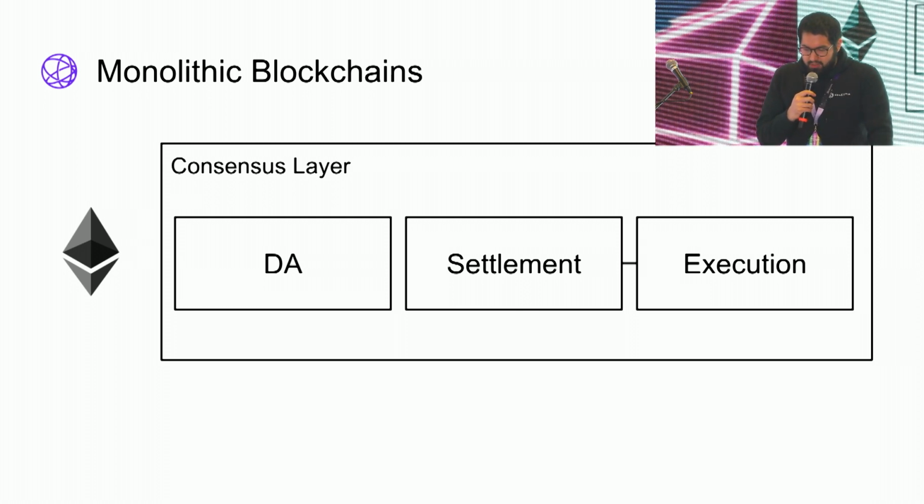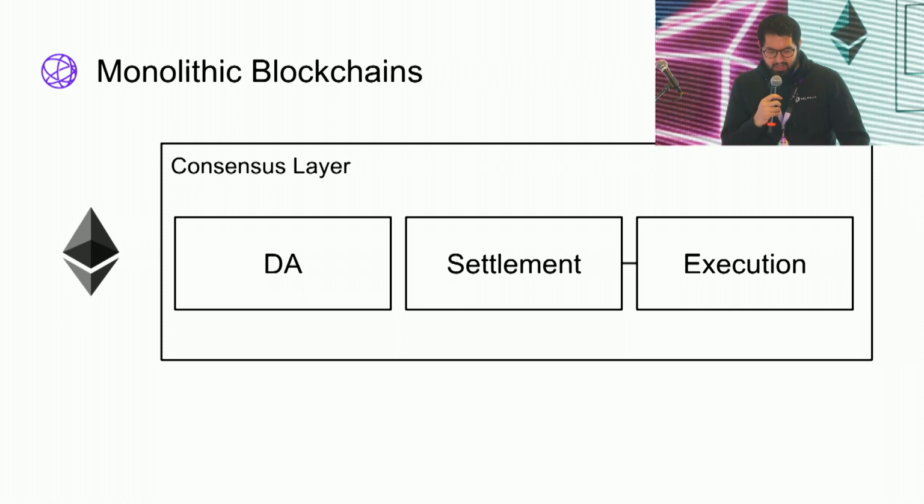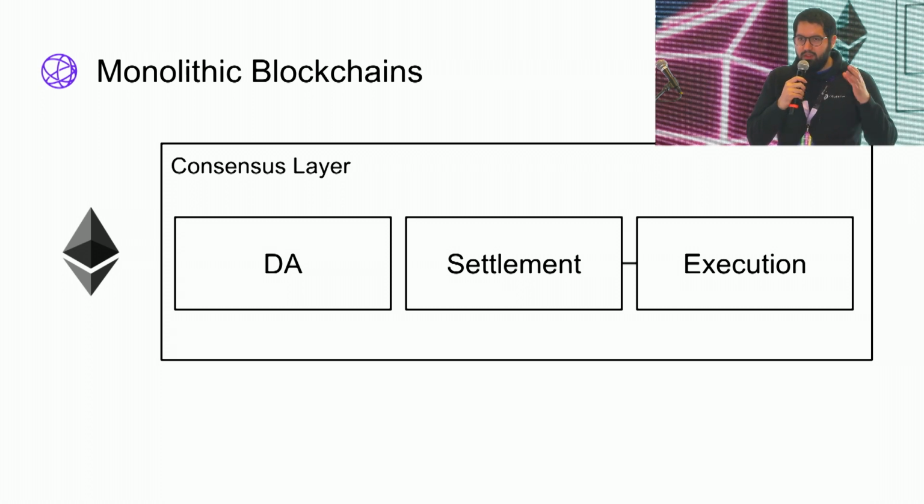OK, so what does a monolithic blockchain look like? These are the traditional blockchains that we've had for the past 10, 12 years or so, right? They've all been monolithic blockchains. A monolithic blockchain, at the most base layer, does all of data availability, settlement, and execution. And usually, settlement and execution are tied together.